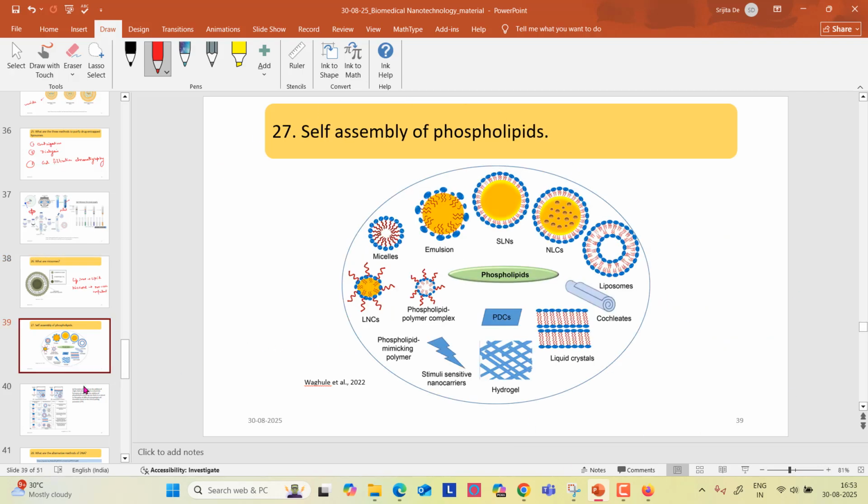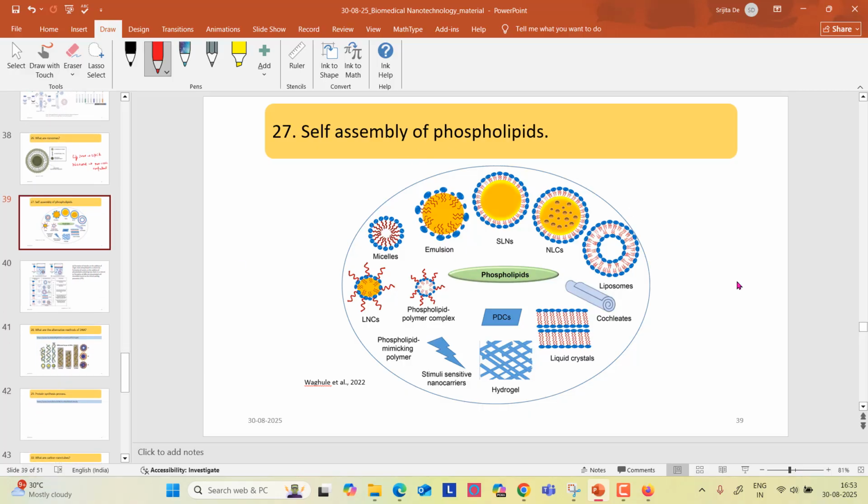So now comes the self-assembly of the phospholipids. You can see how micelles are formed, right? They are just forming in the aqueous solution. The surfactants will form a chain kind of thing. So this is the micelle. When there is a particular core or dispersed phase in the solution, the molecules will self-assemble around that dispersed phase. This is called the emulsion.